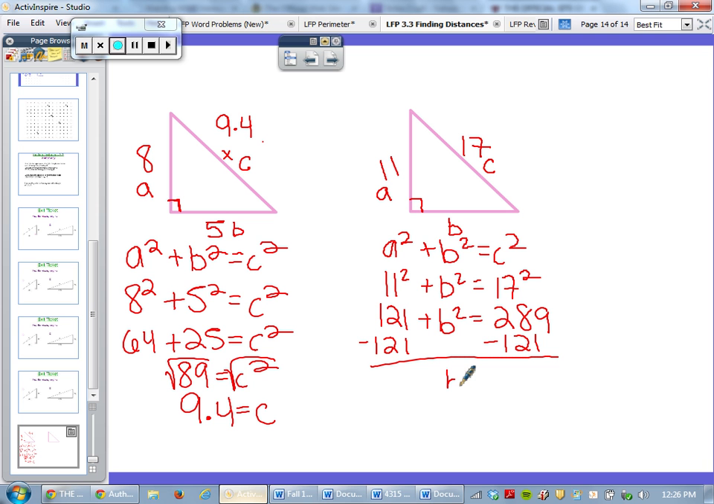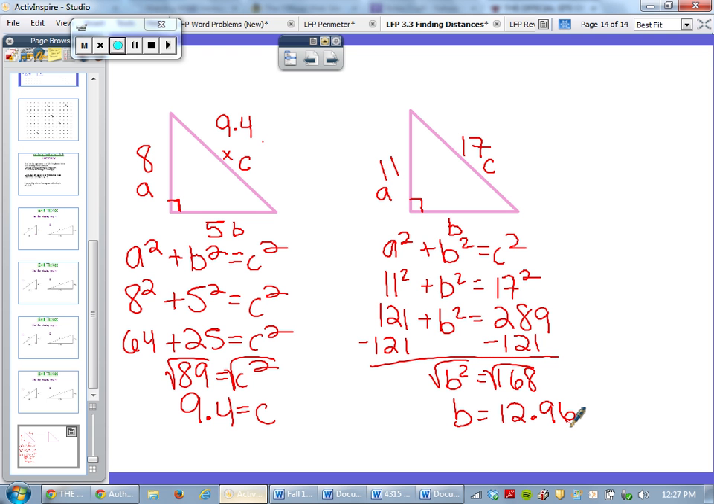So now I have B squared equals 168. Let's check my math in the calculator. Mental math is great, but let's always make sure we check our math in the calculator. I'm correct, per usual. So now, again, all we need to do is find the square root of B squared and 168, and we will have our answer. So the square root of 168 is 12.96.